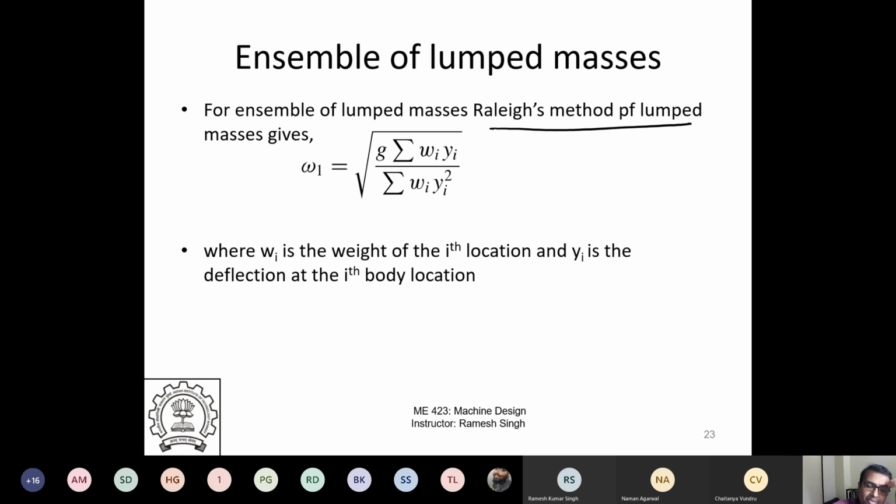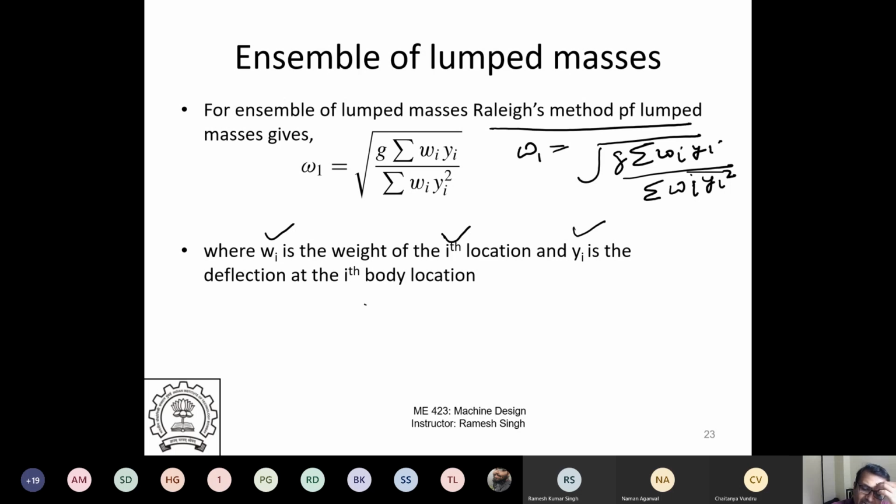So Rayleigh's method of lumped mass, what you can do is find out for any ensemble of lumped masses, you can use the same concept where omega is equal to square root of g sigma wi yi divided by sigma wi yi square. So wi is the weight at the ith location and yi is the deflection at the ith body location.